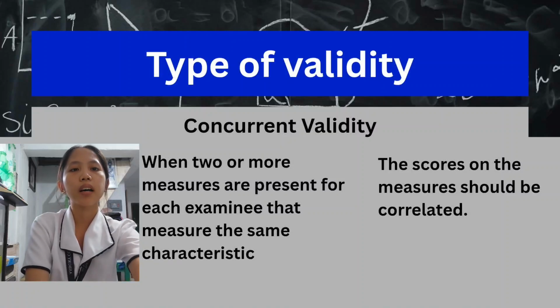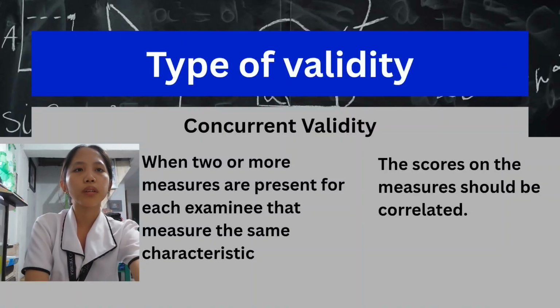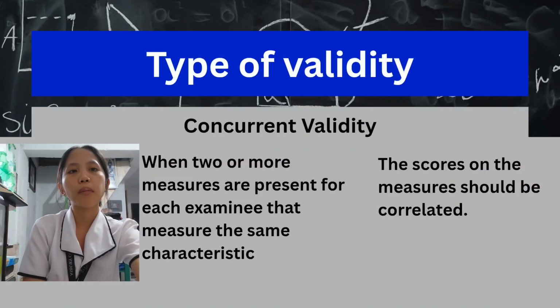And we have the procedure. In the procedure, it says the scores on the measures should be correlated. So meaning, we compare the scores from the two measures and then i-check natin if they have a strong relationship. For example, yung scores ng test A and test B. If the scores are strongly correlated, then we have good concurrent validity.